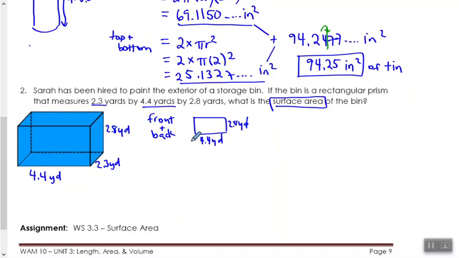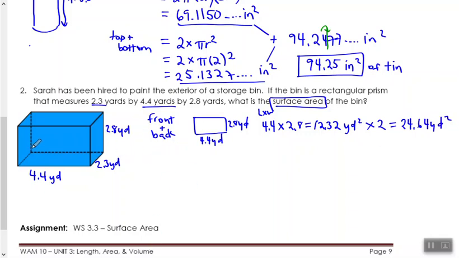Okay, and finding the area of a rectangle, I will do length times width. So my 4.4 times my 2.8. And calculate. 12.32. And we have yards times another yards, so yards squared. Now, this is finding the area of one of my sides, but I know I have 2 of them. So times that number by 2, and you get 24.64 yards squared.